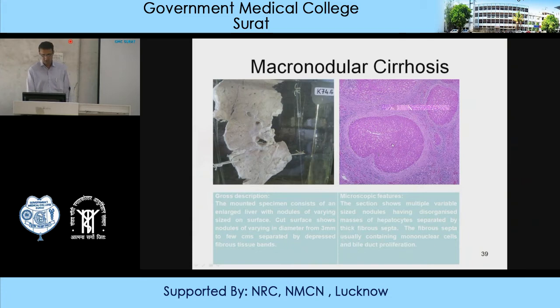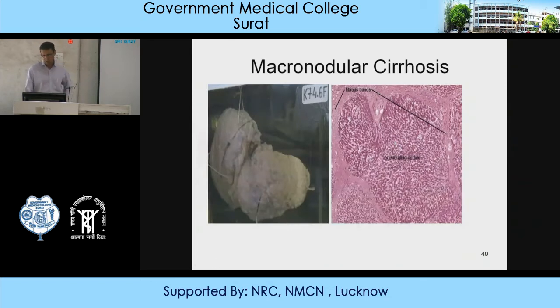This is formation of a nodule. Now macronodular cirrhosis, again gross and microscopic specimens. See, these all are nodules more than 3 mm in size, while here there is a fibrous band and degenerating nodules.